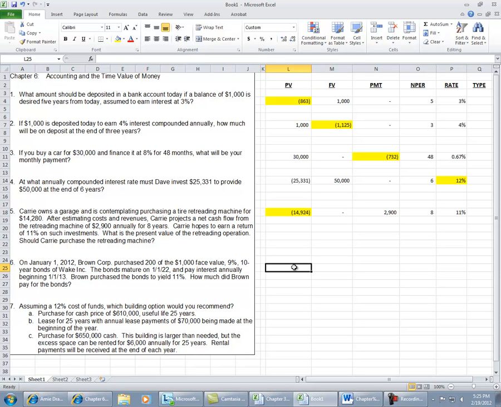The sixth one: on January 1st, Brown purchased 200 of the $1,000 face value bonds, and they pay 9% interest, and they mature in 10 years. The yield is 11%. How much did Brown pay for the bonds?